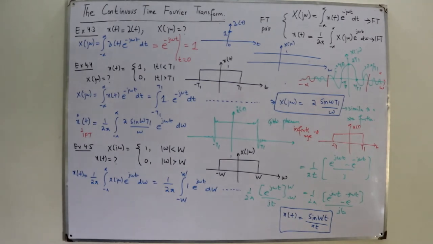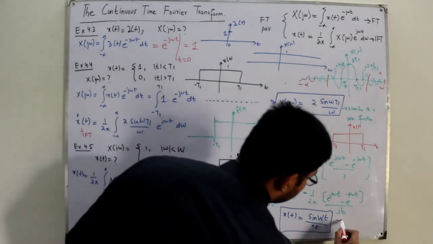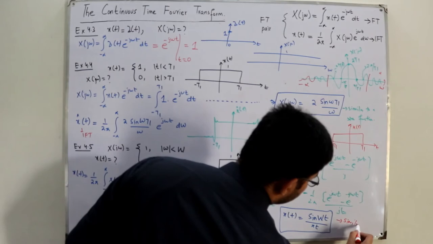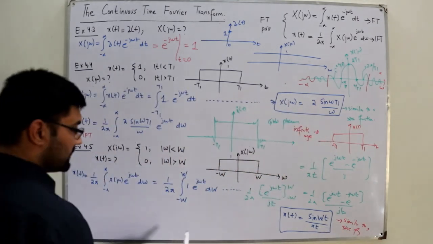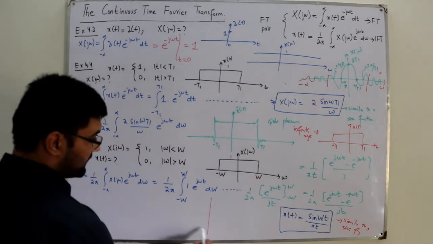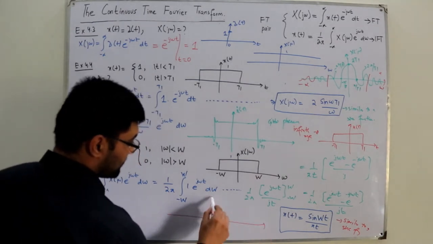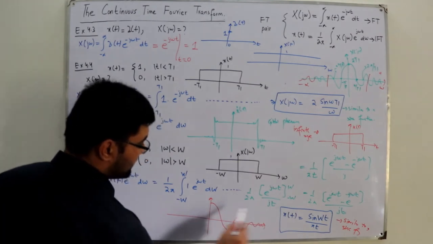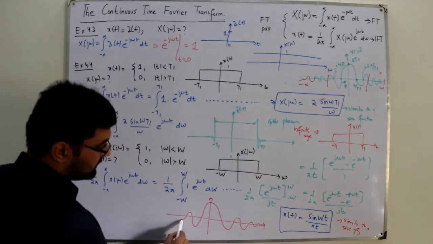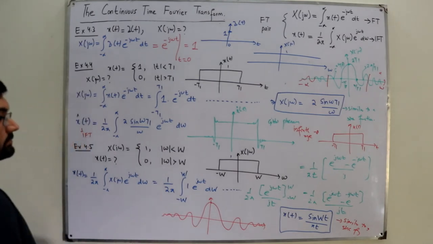Again, you can see this is somewhat similar to a sinc function. I would write over here, similar to a sinc function. Now, why am I using the word similar to? I will tell you. So the graph would be something like this again. And this would continue on either side. The value would be w by pi at zero.